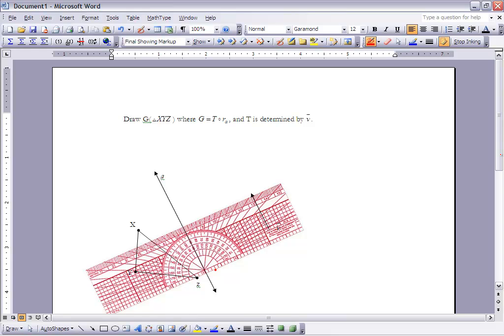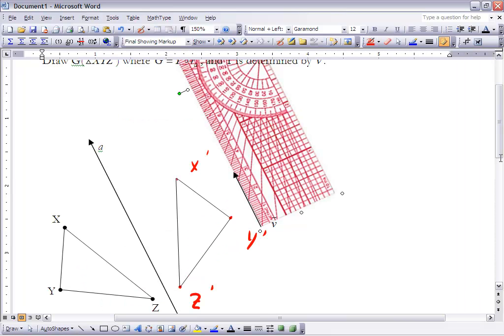Okay, I'm going to do the same thing now with each of the other points. You might want to do that as well at this time. Okay, so I've completed reflecting each of those points, and then I connected them to get my new triangle.